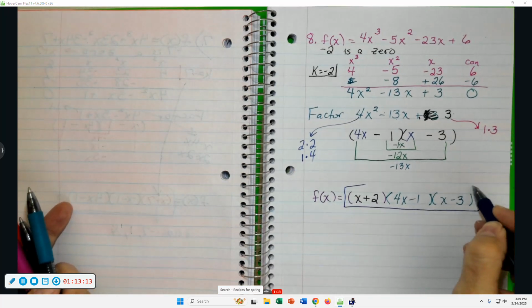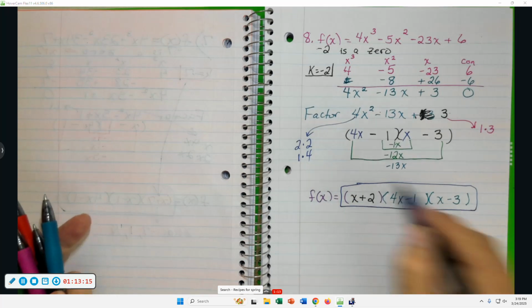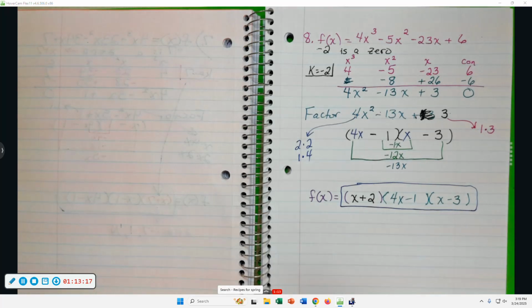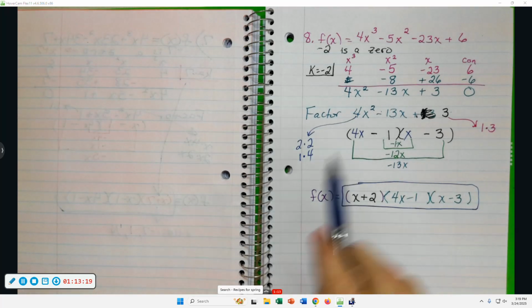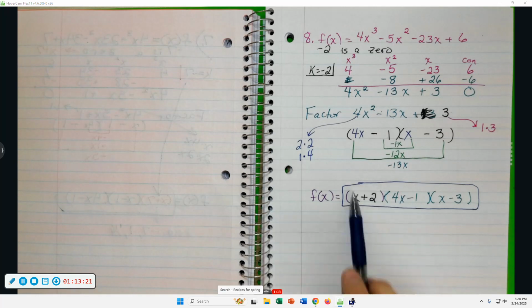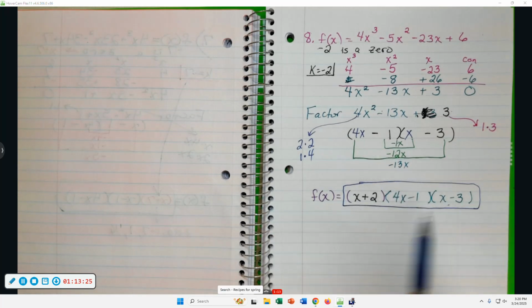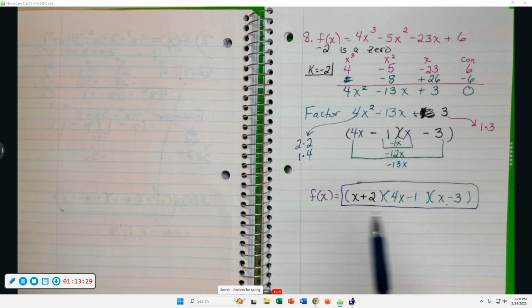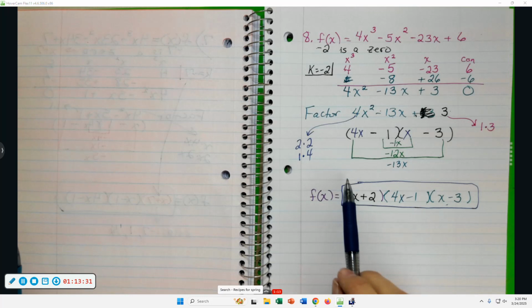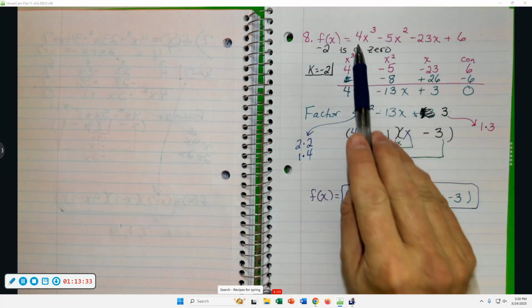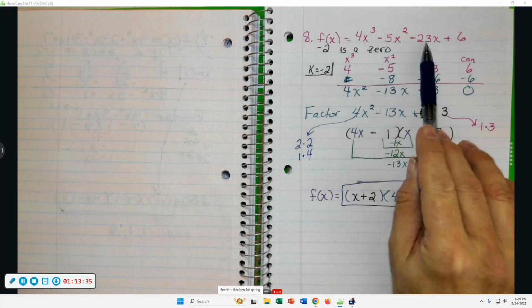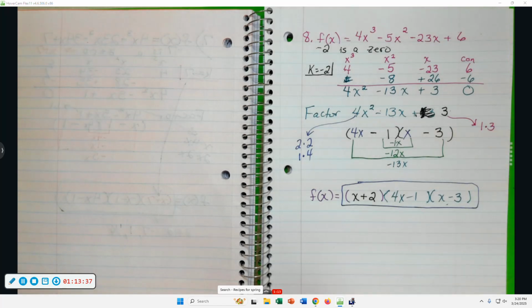And as Tim suggested, over the next few days when you have extra time, if you want to FOIL all of that out, well, you start by foiling, then you have to distribute the x and distribute the minus 3. What will you get as your answer if you multiply all of this out? F of x. Okay, 4x to the third minus 5x squared minus 23x plus 6.